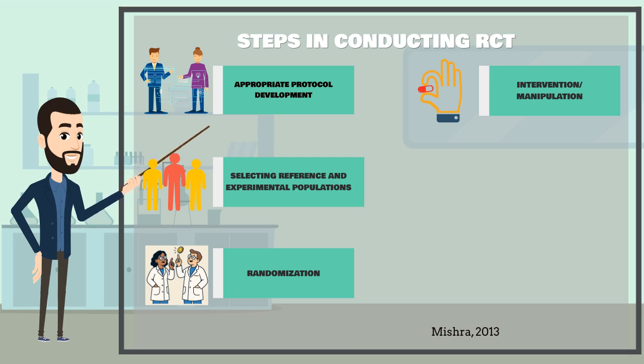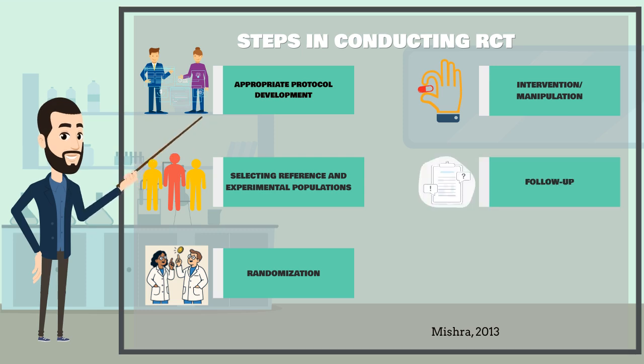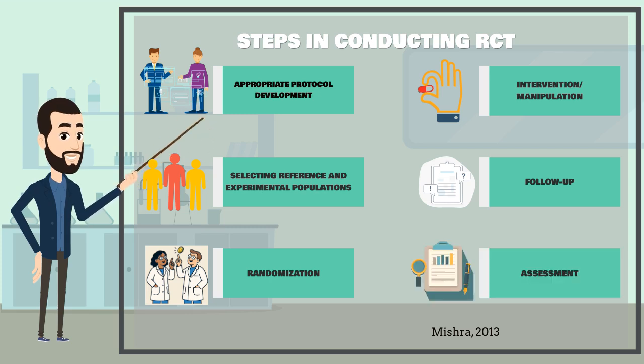During follow-up, both groups are monitored at regular intervals under the same conditions. This allows researchers to track progress and collect accurate and consistent data. Finally, there's the assessment, where outcomes are analyzed and compared between groups to determine whether the intervention made a meaningful difference. Together, these steps make randomized controlled trials the gold standard for testing interventions and improving patient care.